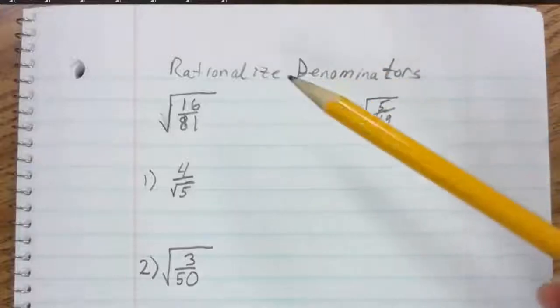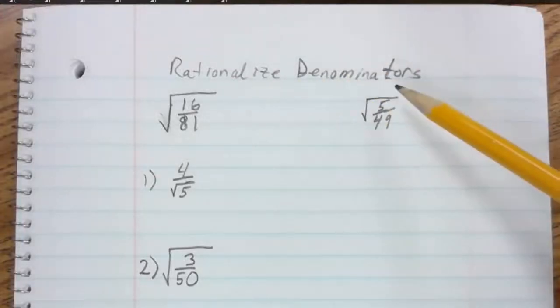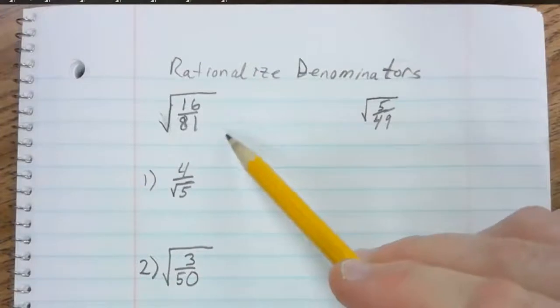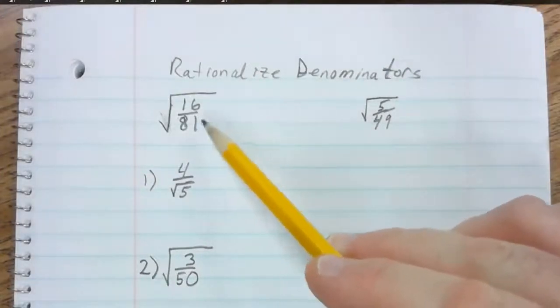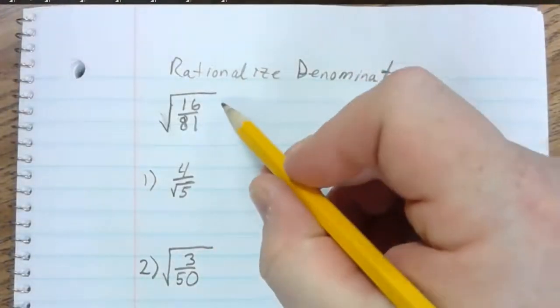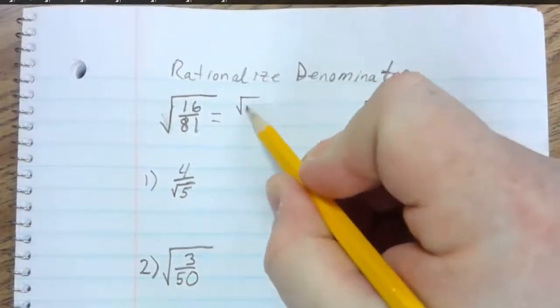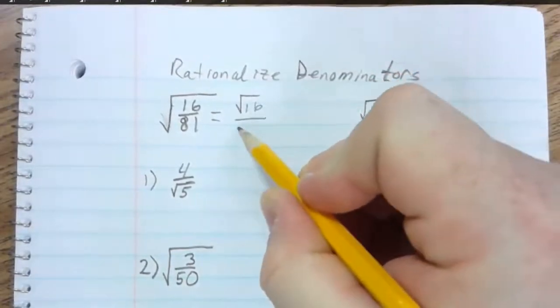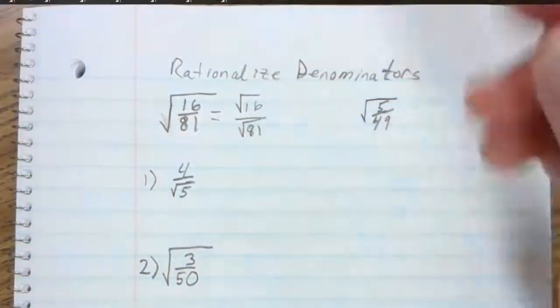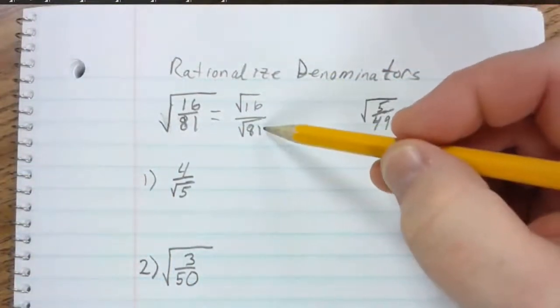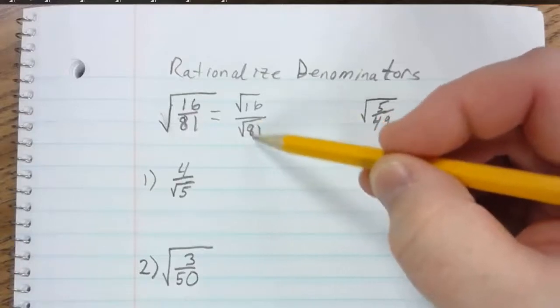Hello again. For this video we're going to demonstrate how to rationalize denominators. We have a couple examples here of radicals with a fraction underneath them, which violates rule number 2, which means we have to rewrite this as the square root of 16 over the square root of 81. That fixes rule number 2. But now we have rule number 3 here, which is no radicals in the denominator.